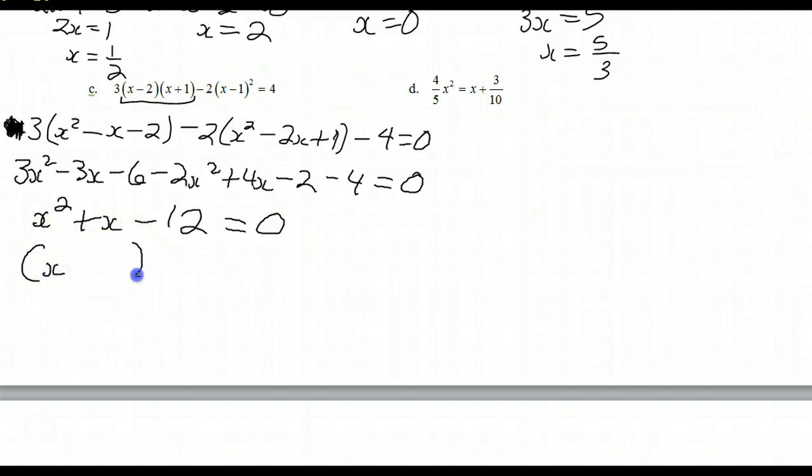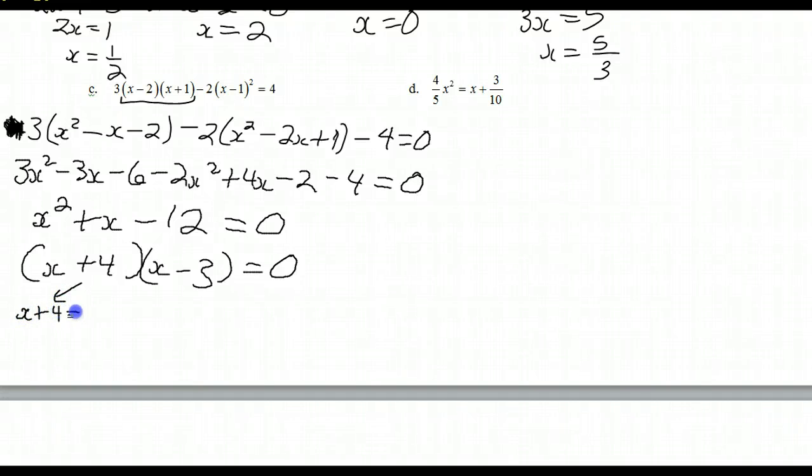I want to factor. This is a leading x squared, so we know we've got x's there. Two numbers that multiply to 12. Because of the minus sign, they differ by 1, so those numbers are 4 and 3. The larger one is positive, so plus 4, minus 3. Quick FOIL: x squared minus 3x plus 4x is plus 1x, minus 12. That's equal to 0. So either x plus 4 equals 0 and x is negative 4, or x minus 3 is equal to 0.